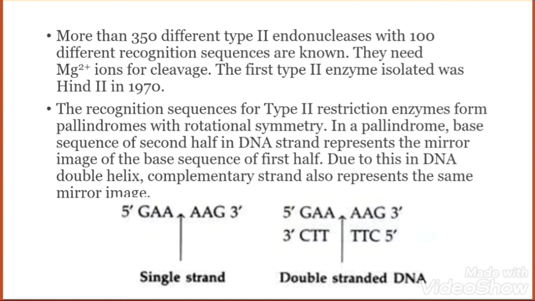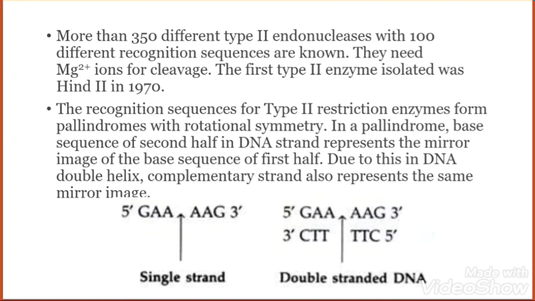The recognition sequence for type 2 restriction enzymes forms a palindrome with rotational symmetry. In a palindrome, the base sequence of the second half in the DNA strand represents the mirror image of the base sequence of the first half. Due to this, in the DNA double helix, the complementary strand also represents the same mirror image.